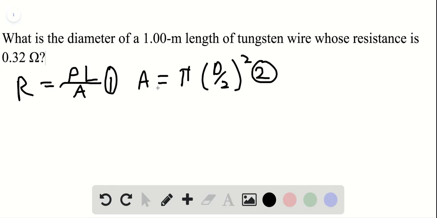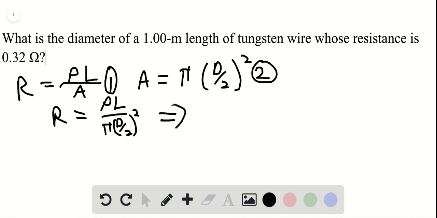Now, we are going to substitute equation 2 into equation 1 and rearrange. So firstly, R is equal to rho L over pi d over 2 squared. And rearranging, we get that the diameter is equal to 2 square root of, so we multiply out by d over 2 squared, divide by R, square root both sides, multiply by 2 is the idea here.